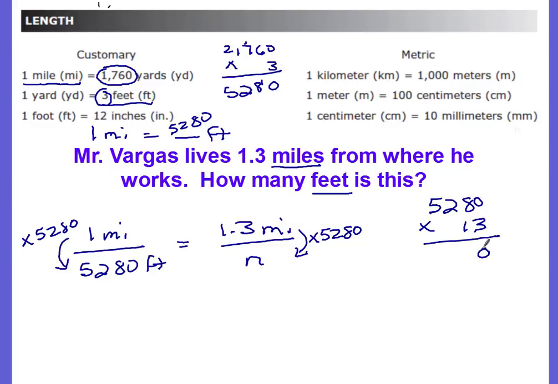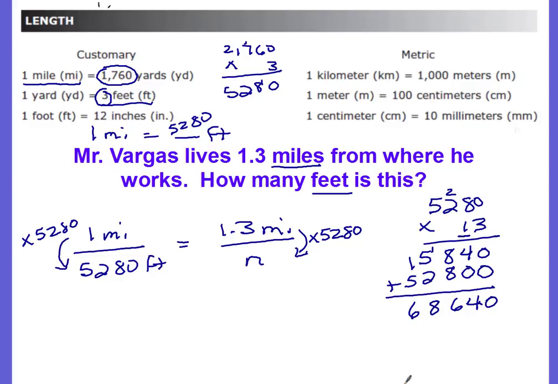3 times 0 is 0. 3 times 8 is 24. Carry the 2. 3 times 2 is 6, plus 2 is 8. And 3 times 5 is 15. I'm ready to move to my tens digit, so I have to put a placeholder in the ones. And now I just multiply by the 1. 1 times 0 is 0. 1 times 8 is 8. Make sure to keep everything lined up. 1 times 2 is 2, and 1 times 5 is 5. Then we're going to add them together. We get 0, 4, 8 plus 8 is 16, carry the 1. 5 plus 1 is 6, plus 2 is 8, and 1 plus 5 is 6.